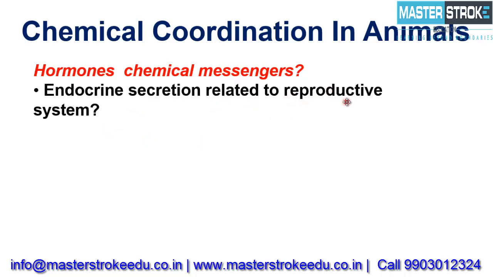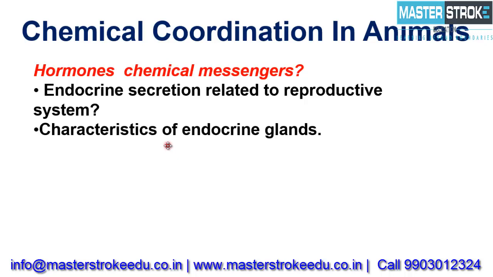Endocrine secretion related with the reproductive system. What are the roles of progesterone, estrogen, testosterone? What are the roles of prolactin? Important one: LH hormone and FSH hormone related with the menstruation cycle, and also in the adolescence period, hormones related with the reproductive system are very important. Characteristics of the endocrine gland, and the difference of the endocrine gland from the exocrine gland, very important.